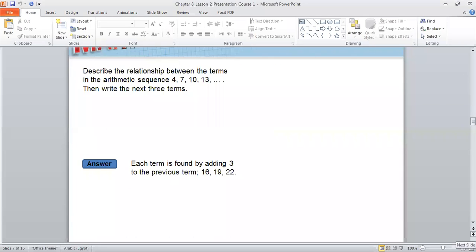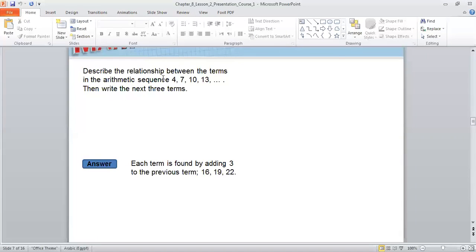Look with me. He gives me the numbers 4, 7, 10, and 13. He said, describe the relation between the terms in the arithmetic sequence. He said this one is an arithmetic sequence.